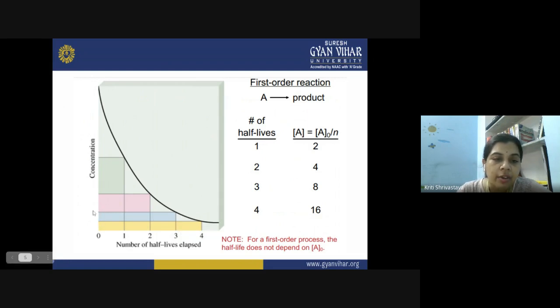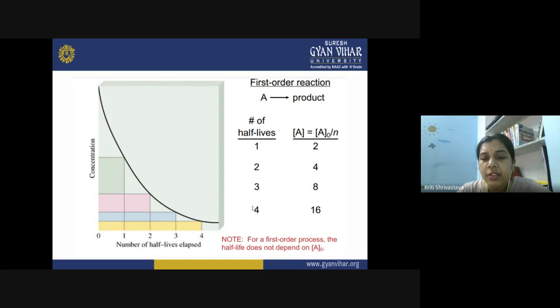And if you look at this point, so this is the midpoint, and if you draw a line here, in that manner you can get the fourth half life. So that is how you get so many half lives in the same reaction. And if you look at the values here, they are just similar values, right?